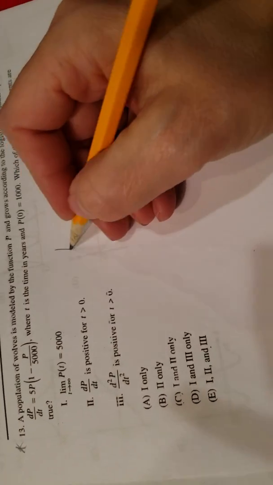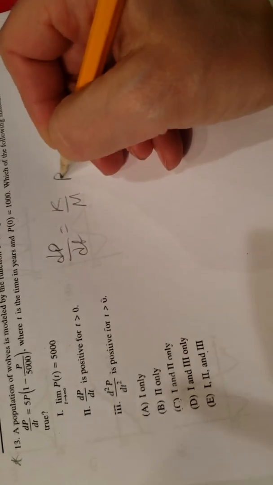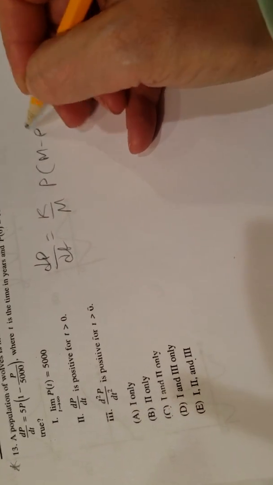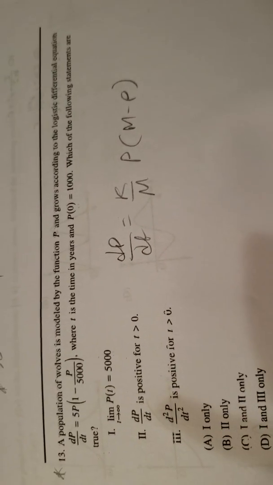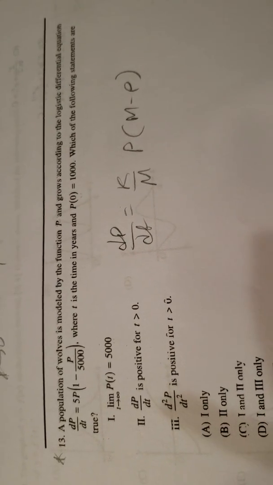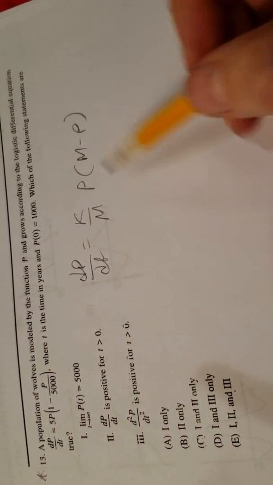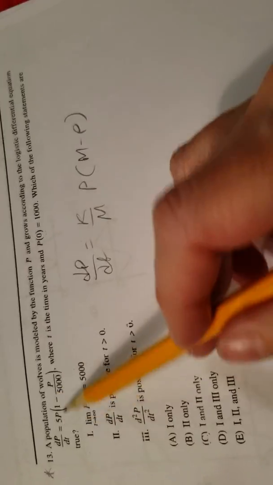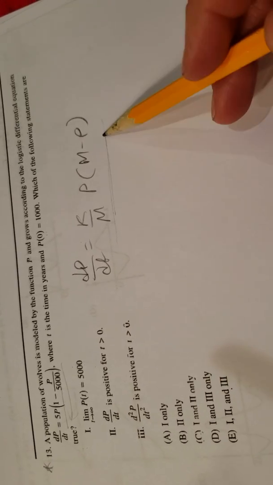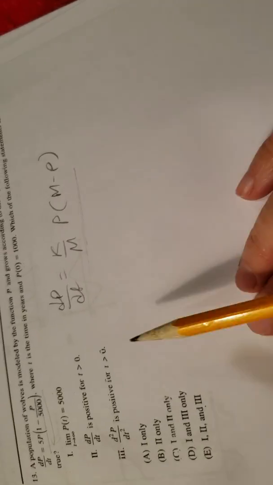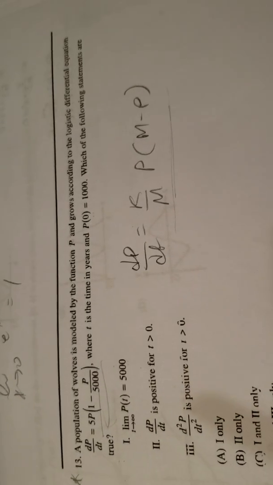Okay, though here, yeah, you still need to remember it. So dP/dt equals k over M times P times (M minus P). That's the formula, okay? And we need to figure out what M is, okay? So we have to make this look more like that. Or the other way around, doesn't matter. Let's see what would be easier.